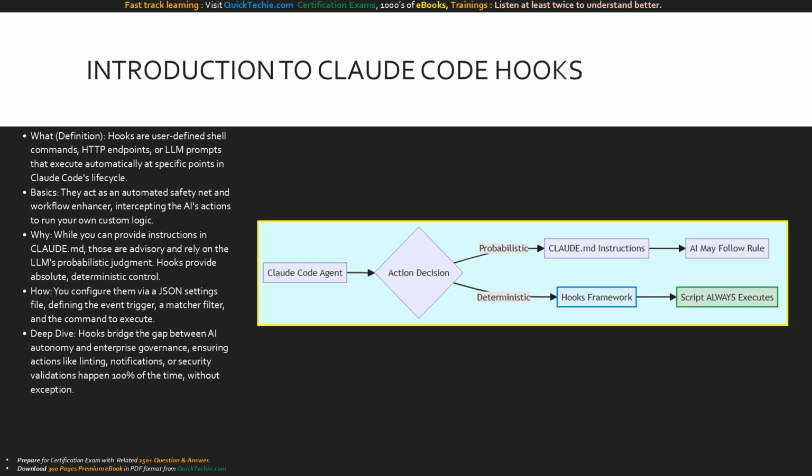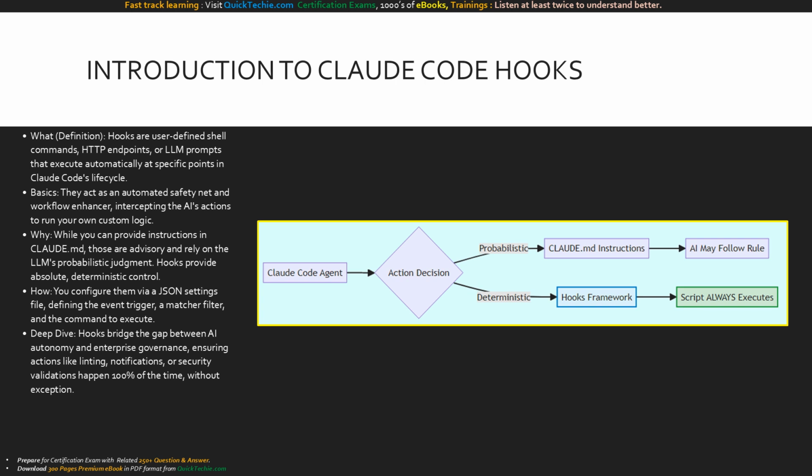What are they? They are user-defined commands or scripts that execute automatically at specific lifecycle points. The basics are simple. They intercept the AI's actions to run your logic. Why do we need them? If you put a rule in your Claude.md file, you are relying on the LLM's probabilistic judgment to follow it. But enterprise workflows require guarantees. Hooks provide that absolute, deterministic control.